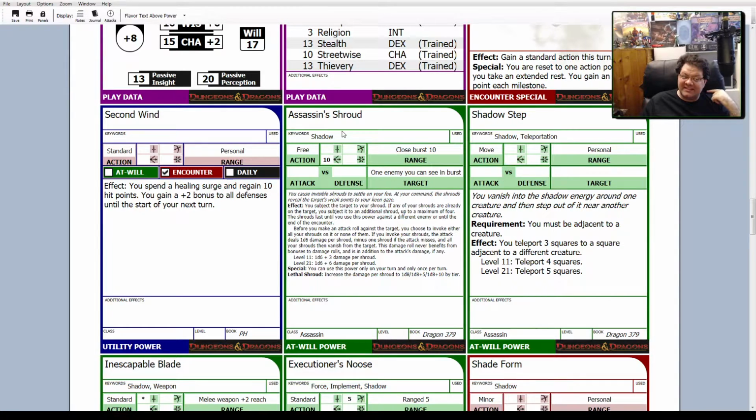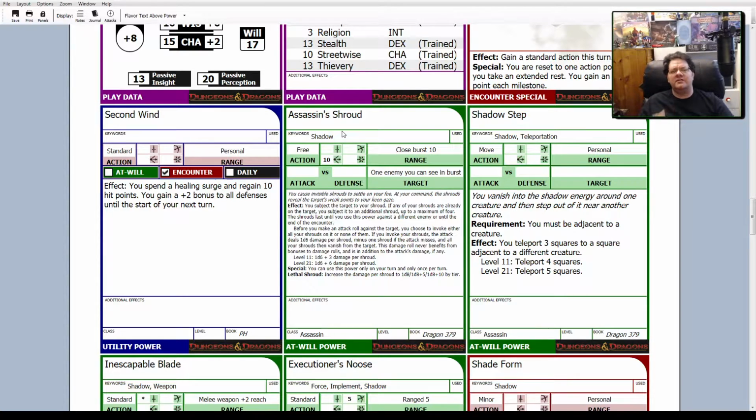However, if I make an attack roll against them, I can choose to invoke my shrouds, which would do extra damage. So each shroud would normally do a d6 of extra damage on top of any damage I would do with whatever attack I was doing. I could have up to 4 shrouds on a target at any given time. With lethal shroud, it turned it into a d8.